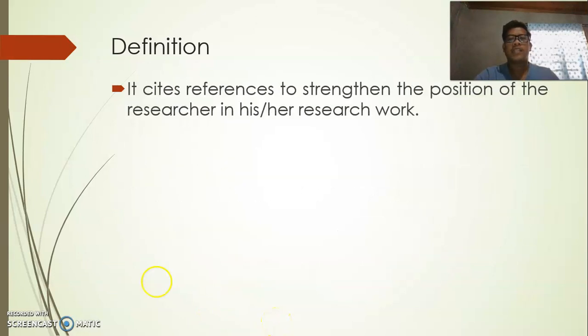Okay. And it says here, it cites references to strengthen the position of the researcher in his research work. So the articles that you would like to cite in your paper would basically strengthen or give valuable information to your current study, so that the relevant information that you basically want to investigate would support your present study.